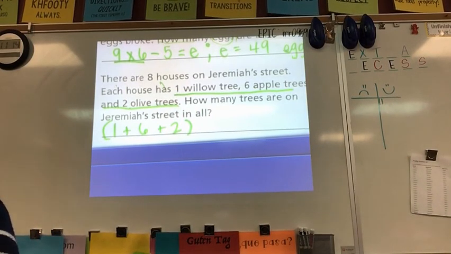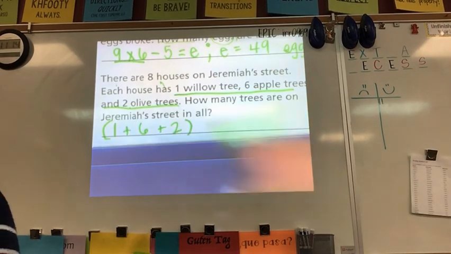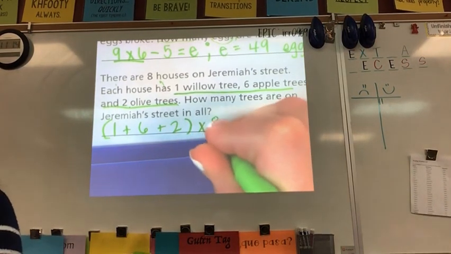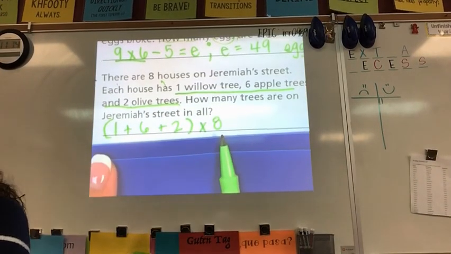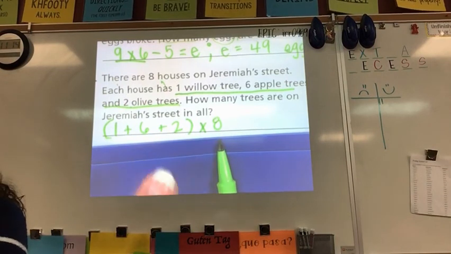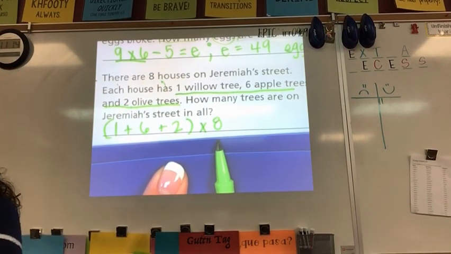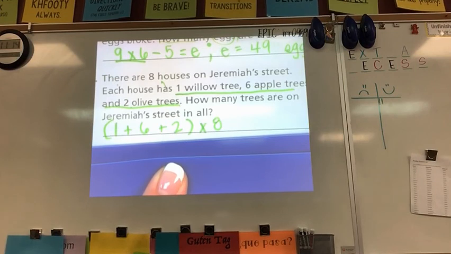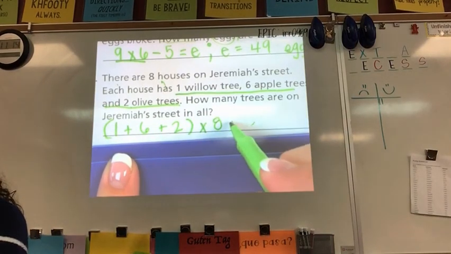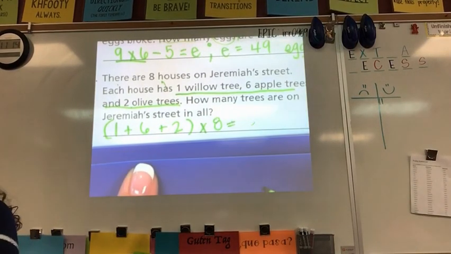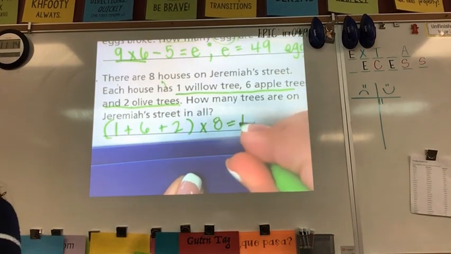What is 1 plus 6 plus 2, friends? 9. Then I can take that times the 8 houses, and I'll actually get the same answer, Rylan, as when you did 8 times 1 plus 8 times 6 times 8 plus 2 because of that associative property, right? But this one, I gotta do a lot less writing for my equation. So I can just say this is 9 times 8 tells me the amount of trees that I have.